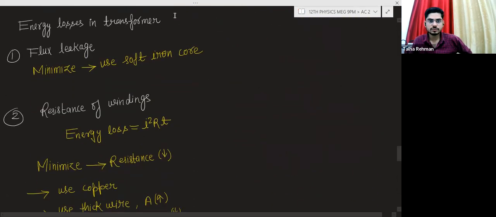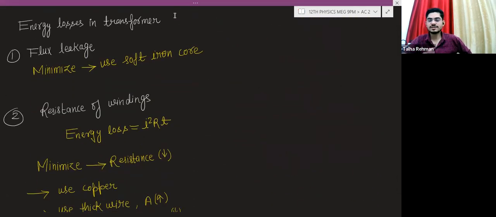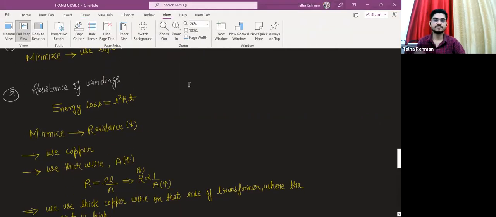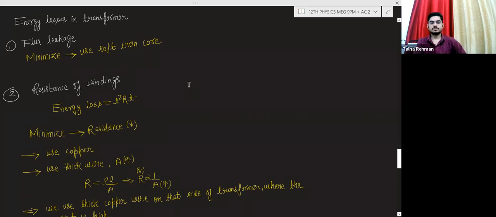Okay, write down. So in 2 marks this question can be asked, what are the energy losses in the transformer? So you should at least have the basic idea. Write down.